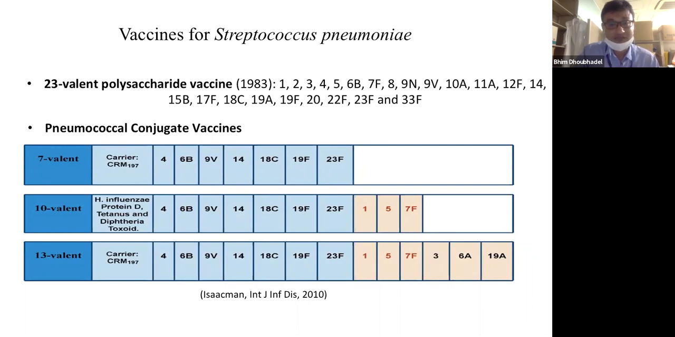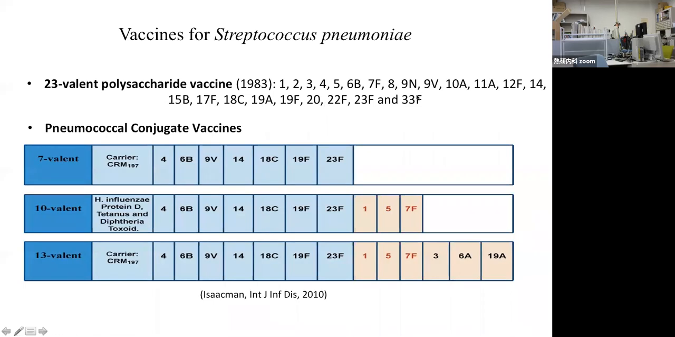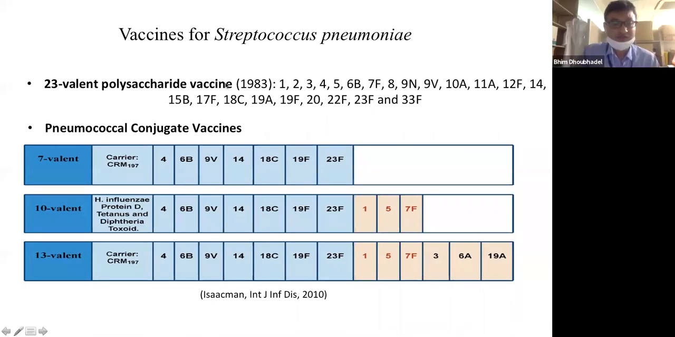There are 23 serotypes covered in the polysaccharide vaccines. And it came into the market in 1980. But this vaccine doesn't induce immunity very well, and it doesn't work for children.